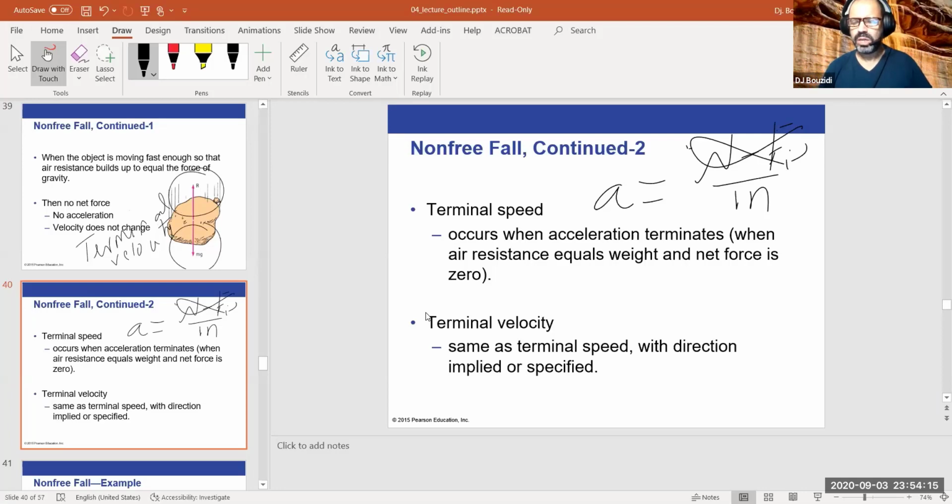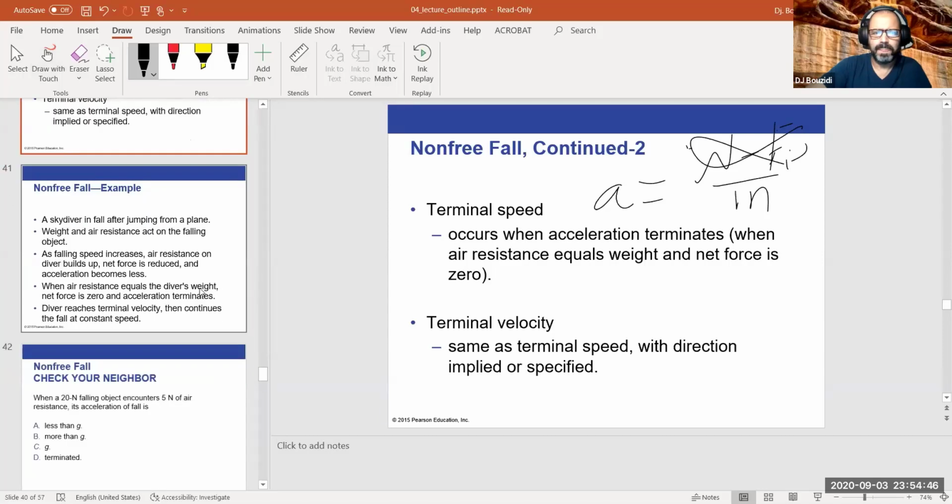So if you're building a parachute, you'll have to build it in such a way that the area is big, so that you reach that point very quickly, and you can come as smooth as possible to the ground, okay? You don't want to come with a big velocity. So this terminal velocity, same as terminal speed with direction, of course, occurs when the acceleration terminates, when there is no more acceleration at that point, okay? When air resistance equals weight and net force is zero. The air resistance is what I'm calling drag force in this case, okay?